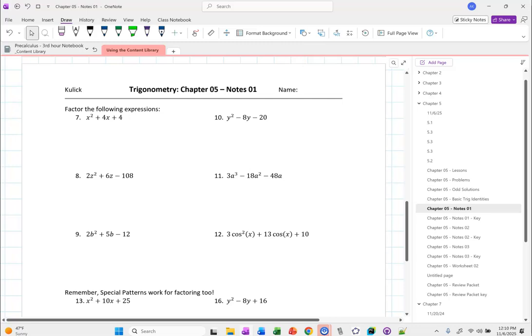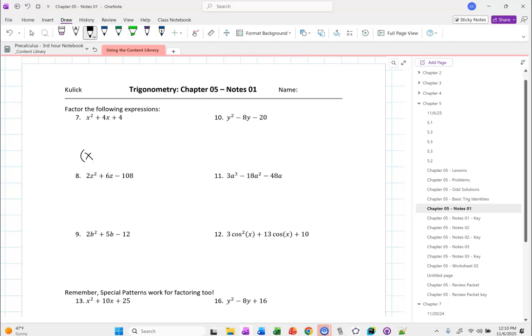Now we're going to go the reverse direction. We're going to worry about factoring. So the first one is x squared plus 4x plus 4. What does that factor to? Plus 2 squared. Okay, very good. So Daniel says x plus 2 quantity squared. That's correct.